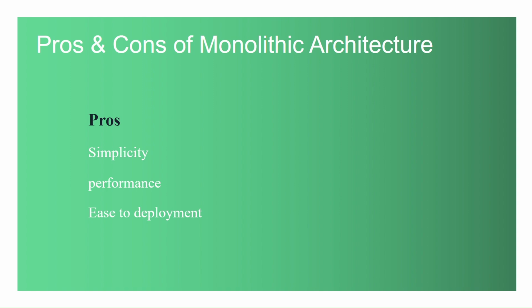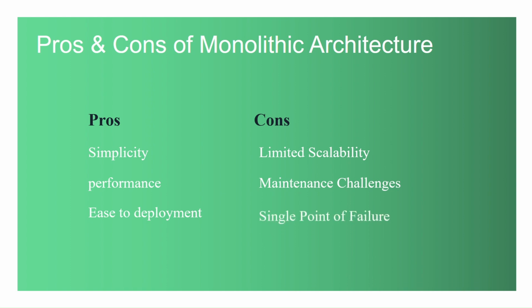Next, we will see disadvantages. Limited scalability. Scaling a monolithic application often means scaling the entire system even if only one part needs extra resources. Maintenance is challenging. As the application grows, the codebase can become harder to update. Single point of failure. A bug in one module could potentially bring down the whole system.